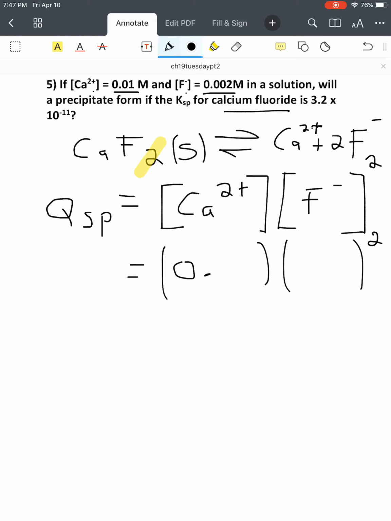Problem number 5 tells us the calcium concentration and also the fluoride concentration in a solution. And we're asked if a precipitate will form if the KSP for the salt formed from these two ions is 3.2 times 10 to the minus 11th. So let's think a little bit about how we're going to work this one.